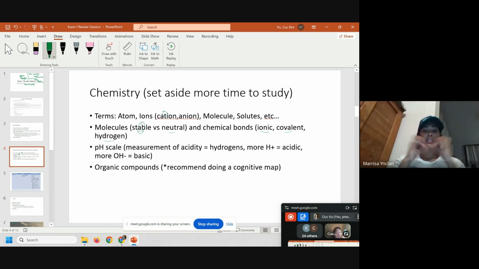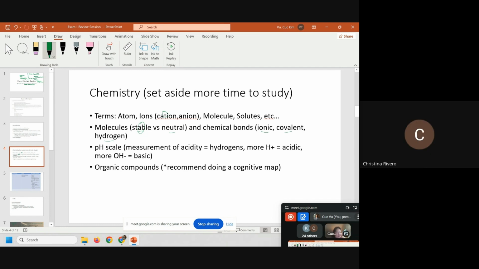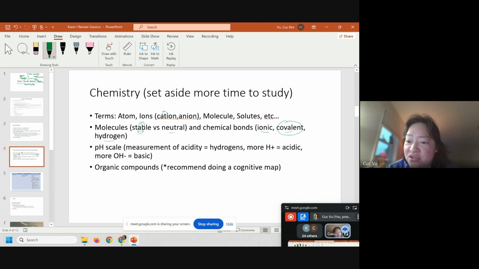Covalent. Yes, because they're bonded. In what way? Because they share. Yes, exactly. Covalent is the strongest because they are sharing electrons.